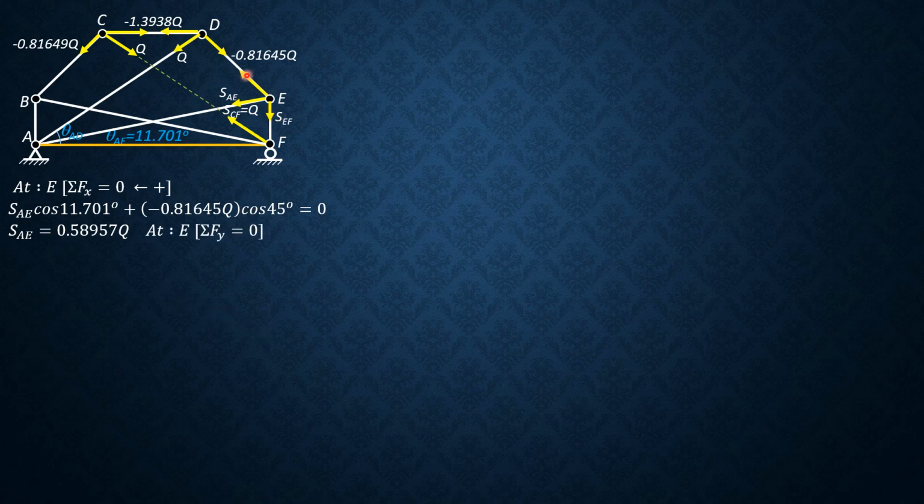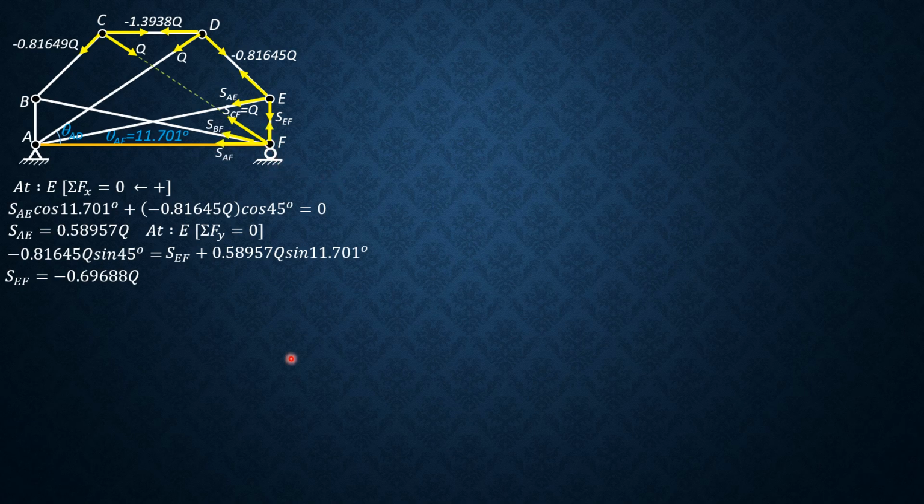So we have negative 0.81645 Q sine of 45 equals SEF plus SEE, which is 0.58957 Q sine of 11.701. So SEF is negative 0.81645 Q sine 45 minus 0.58957 Q sine 11.701. So SEF is negative 0.69688 of Q. Then we proceed to joint F.